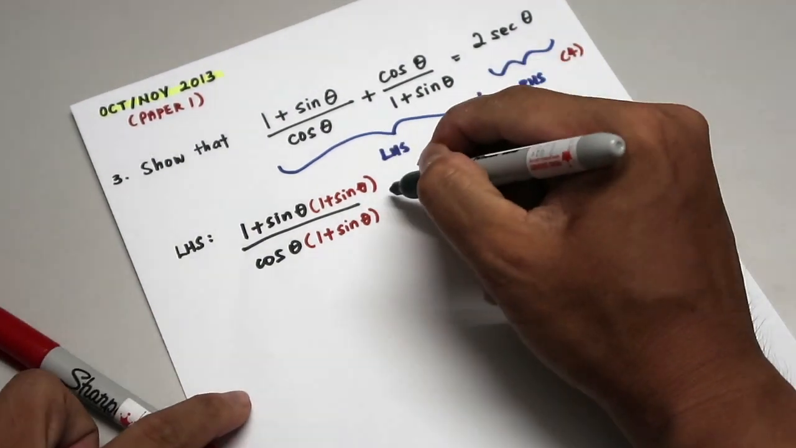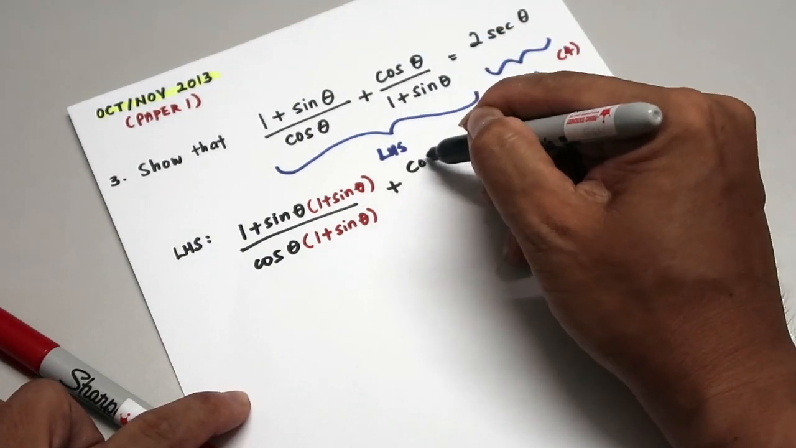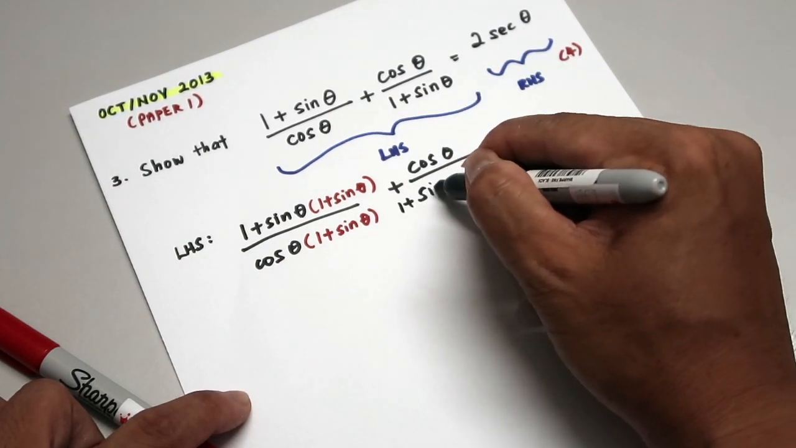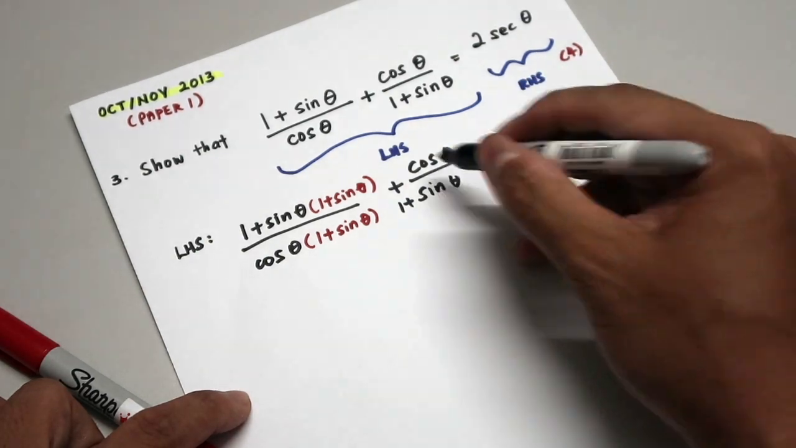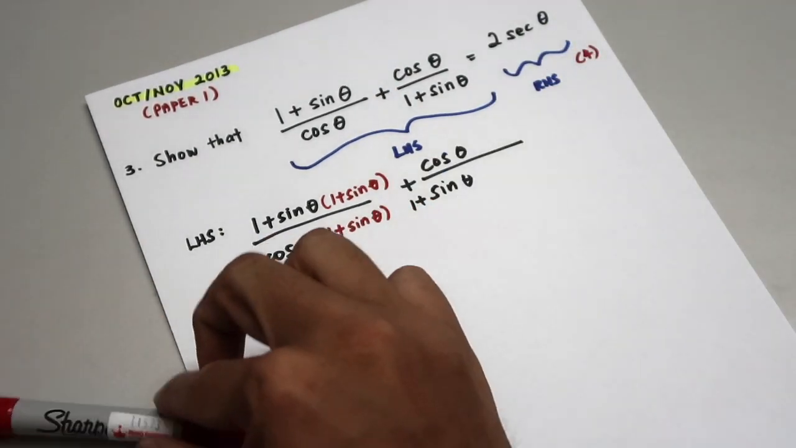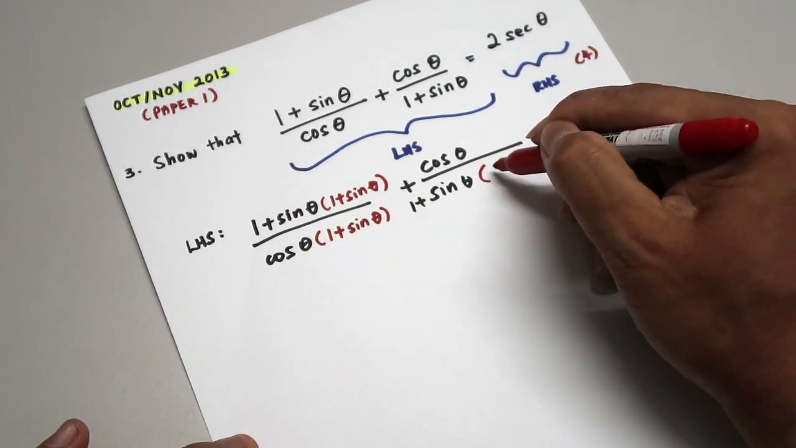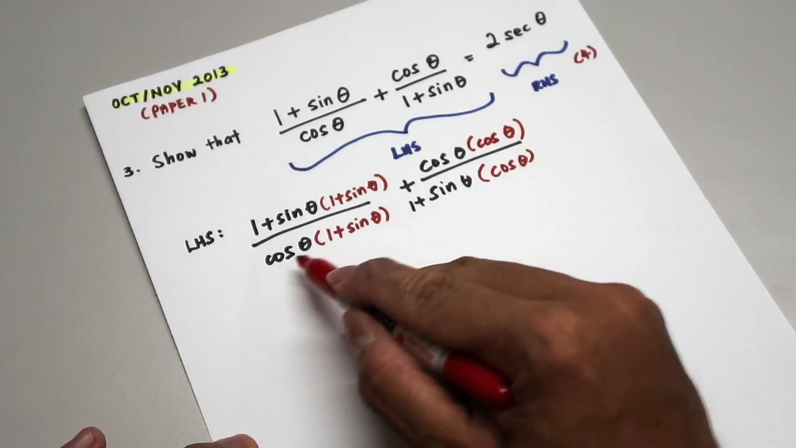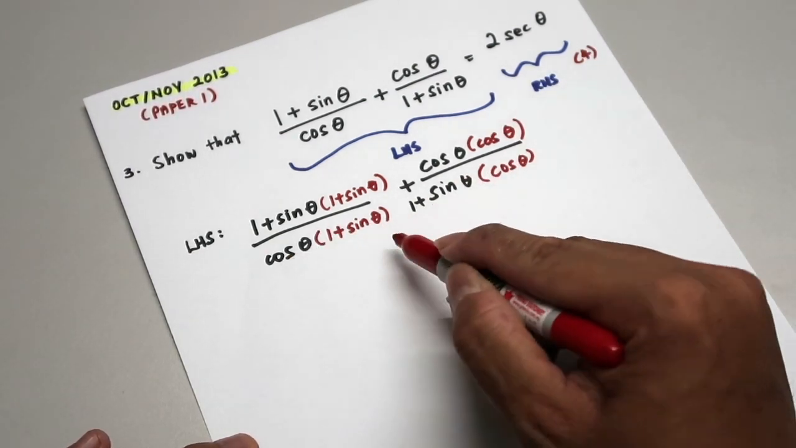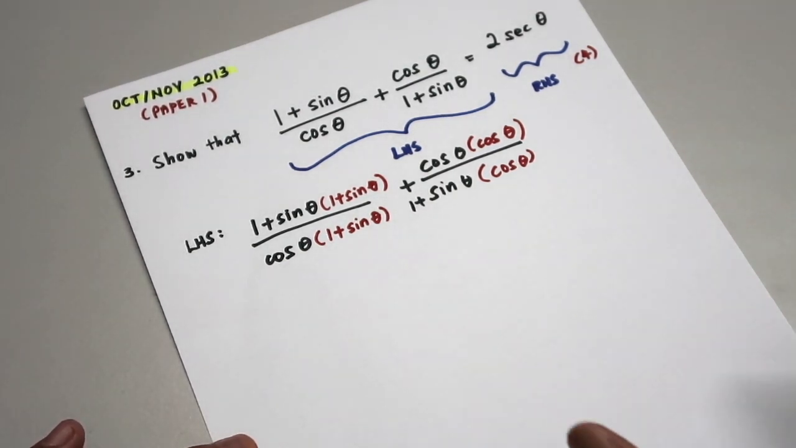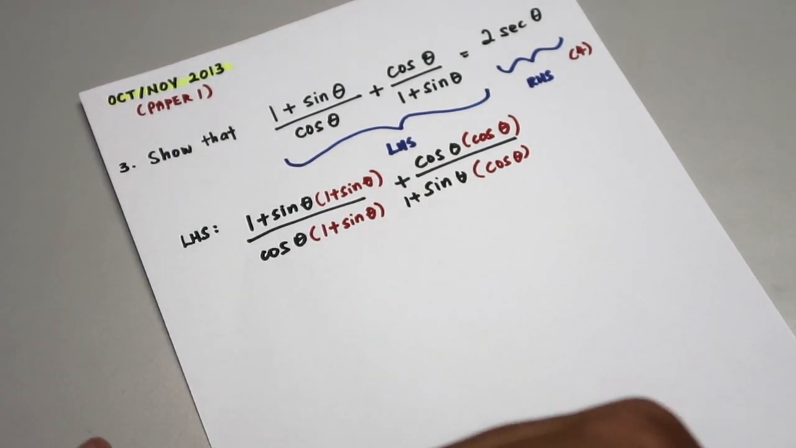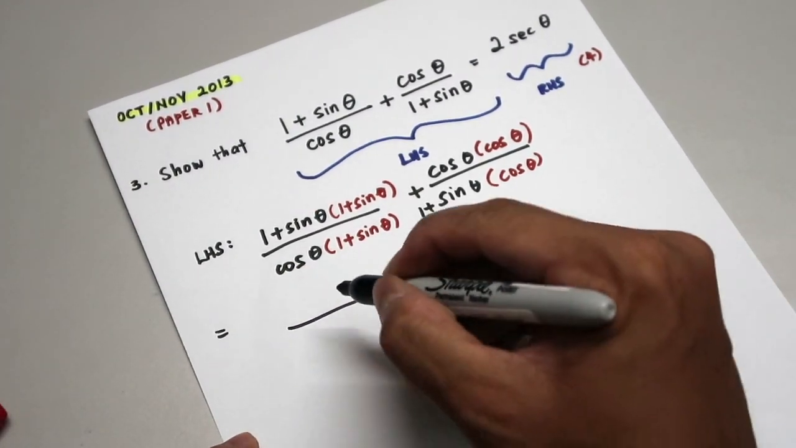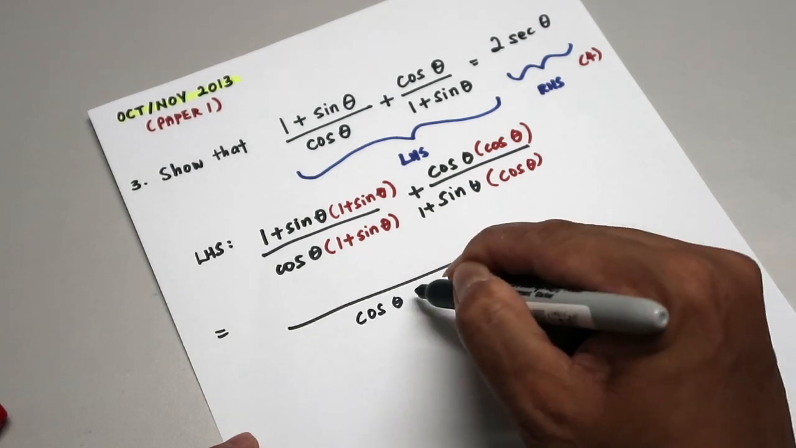Okay, and for this fraction, we have to multiply the top and the bottom with cos theta, so that we get the same denominator of cos theta and 1 plus sine theta. This allows us to make it into a single fraction. Okay, so we can have a single fraction already because we have the same denominator.